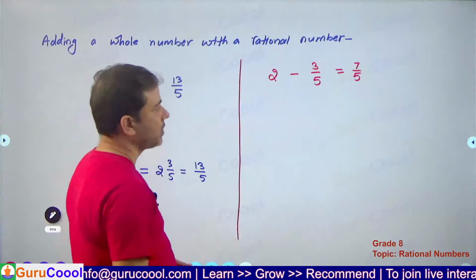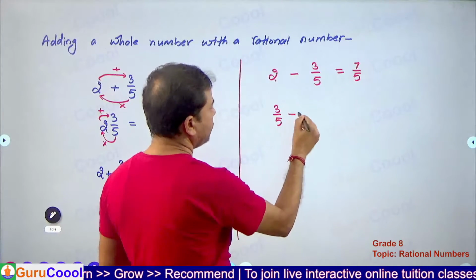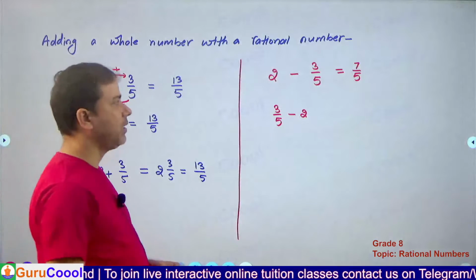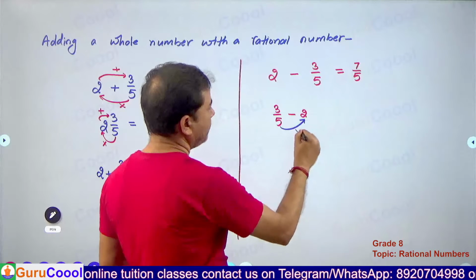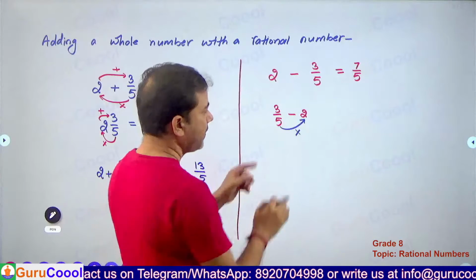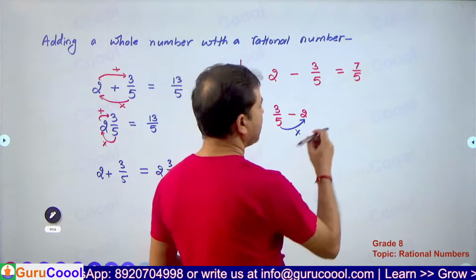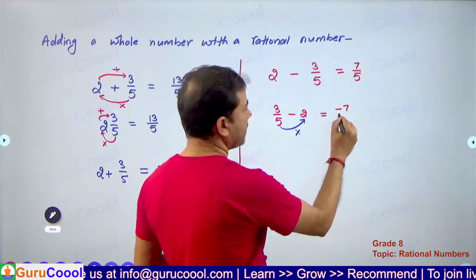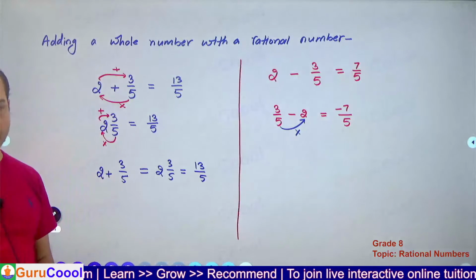Now let's take it in the reverse order. Suppose we have 3 by 5 first and then 2 later after the minus sign. Behave in the same manner. Multiply 5 with 2. It's 10. But it should be in order: 3 minus 10. Here you got 5 times 2, so it's 3 minus 10, minus 7, and the denominator is still the same. It's minus 7 by 5. Got it?